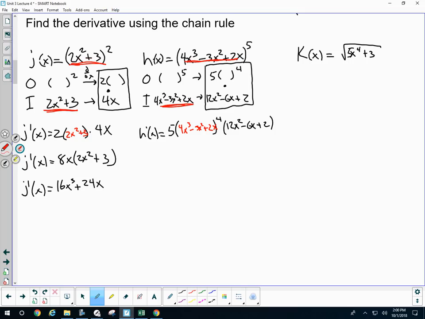Okay? Would I simplify this at all? No, I'm done. If anything, you can distribute the 5 into the stuff on the right. You can't distribute it into the stuff being taken to the 4th power, but I'm not going to want to do that. So, we're done. Let's go ahead and do k and find k prime.